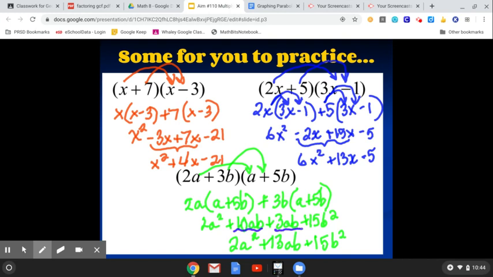All right, well, that's all there is to it. Distributing twice to multiply binomials together.